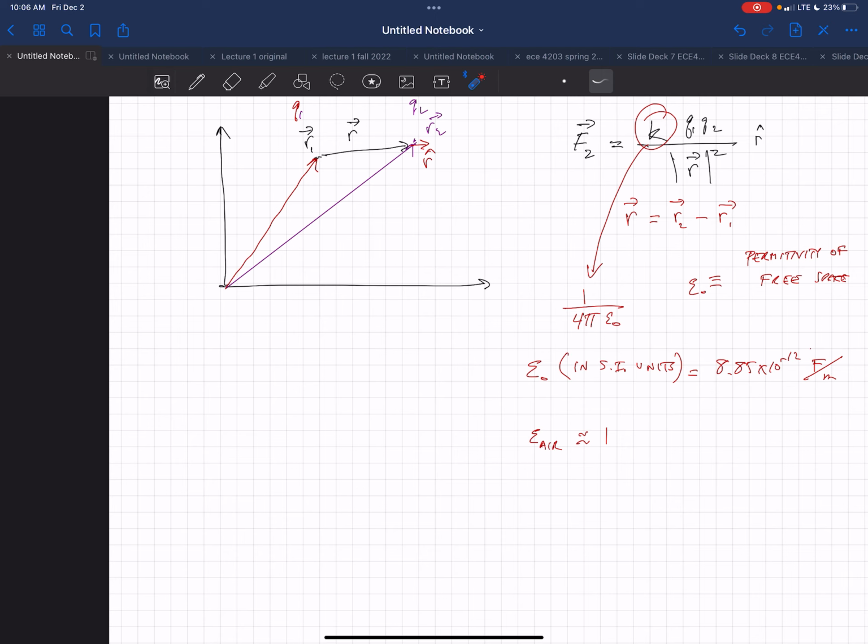Okay, so this is Coulomb's law. You guys remember Coulomb's law? Good old Coulomb's law. Okay, so that's Coulomb's law.